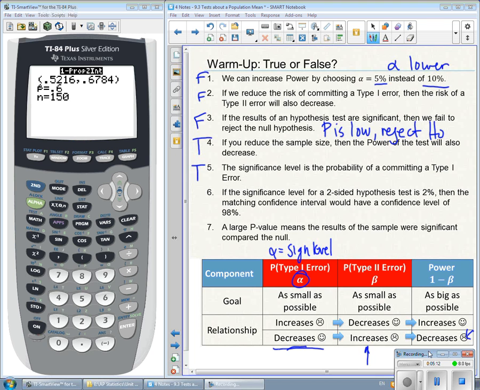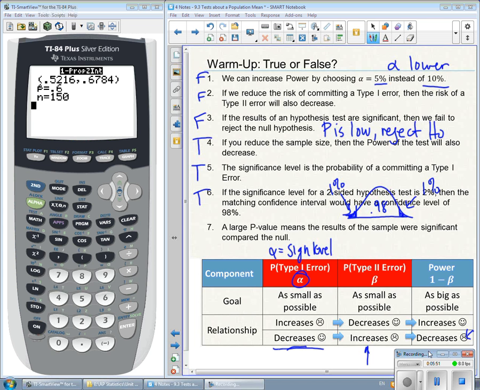In number 6, it says if the significance level for a two-sided hypothesis test is 2%, then the matching confidence interval would have a confidence level of 98%. And we talked about this last class. If I'm doing a two-tailed test, then the area that I am highlighting here would be what we would call the rejection region. So if I'm rejecting at the 2% level, that means that I must have 1% here and 1% here, so that altogether that area adds up to 2%. Well, that is going to correspond to a 98% confidence interval. So that is true. There is a relationship between our two-sided tests and our confidence intervals.